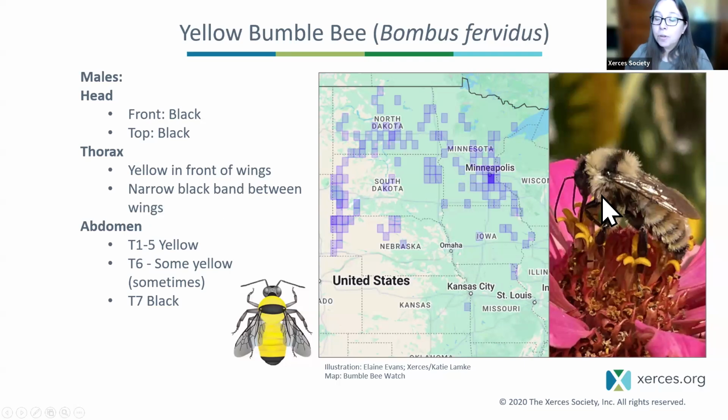The thorax will be yellow for this bumblebee species, with a black band of hairs between the two wing joints. Once again, this black band is typically pretty narrow for the males. And then on the head, on the front of the face and the top of the head, you'll be seeing mostly black hairs.